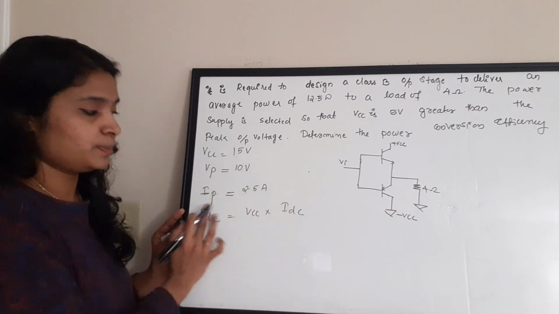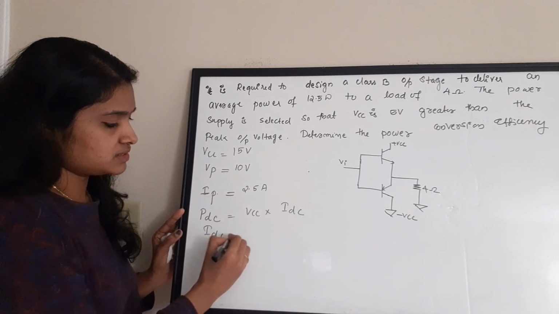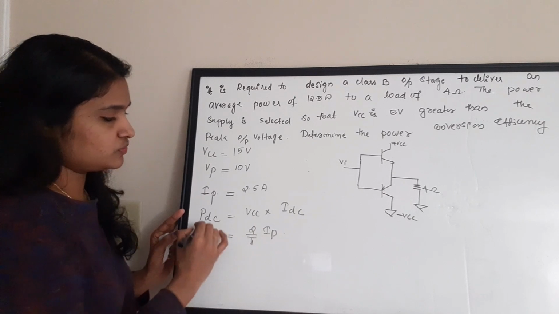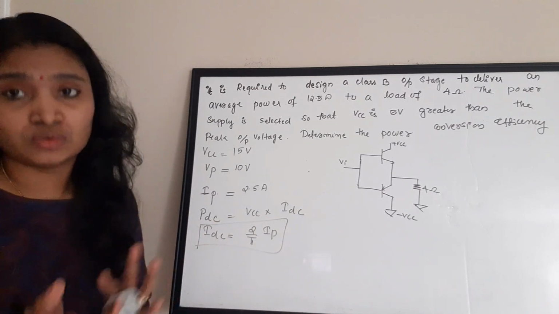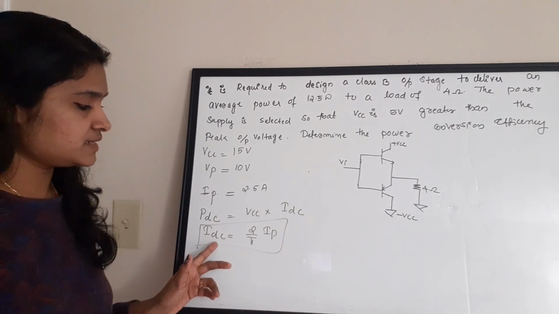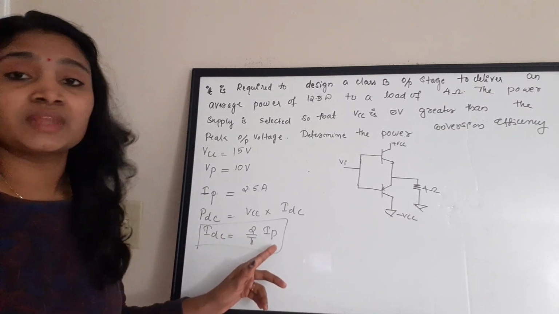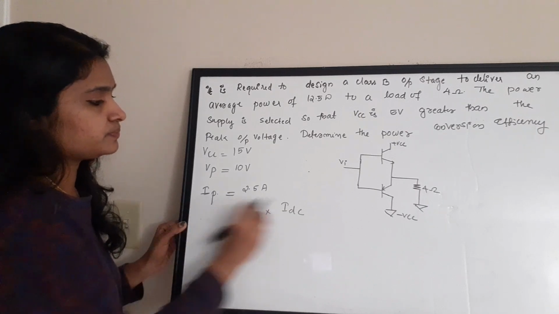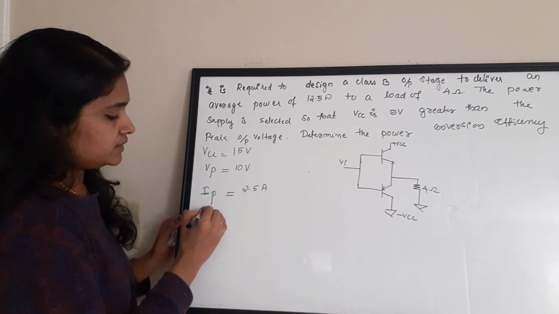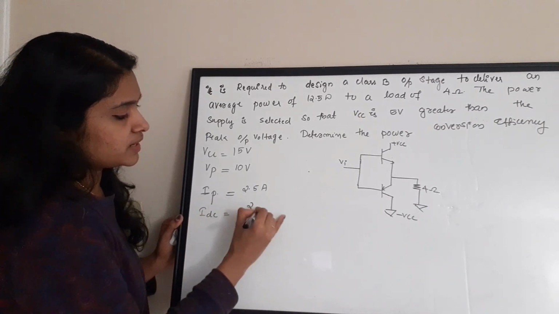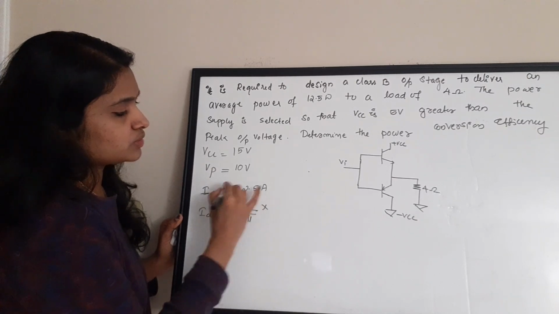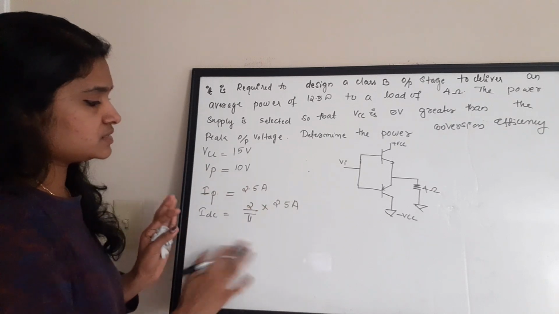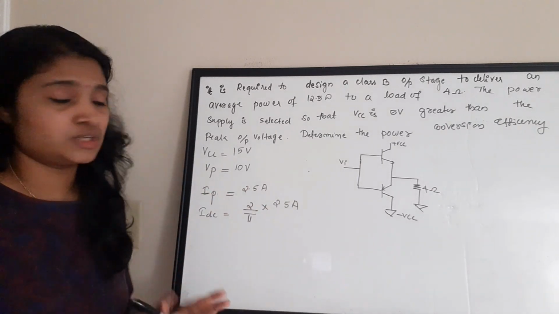We only have IP. So, IDC is equal to 2 by pi IP. This is a relation. So, if you don't know any of these relations, please note that. So, the DC current IDC is equal to 2 by pi I peak. We know the value of I peak. So, we'll substitute it. IDC is equal to 2 by pi into I peak, that is 2.5 ampere. We'll keep it as it is. We'll go for the final simplification.